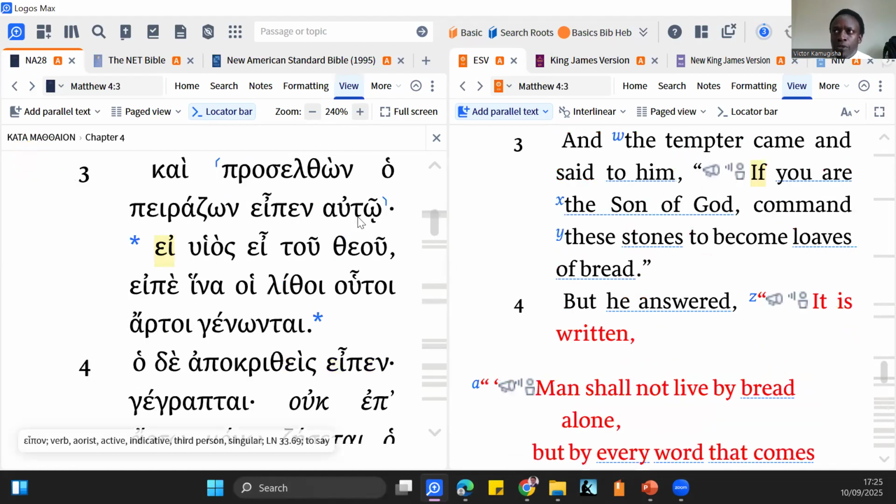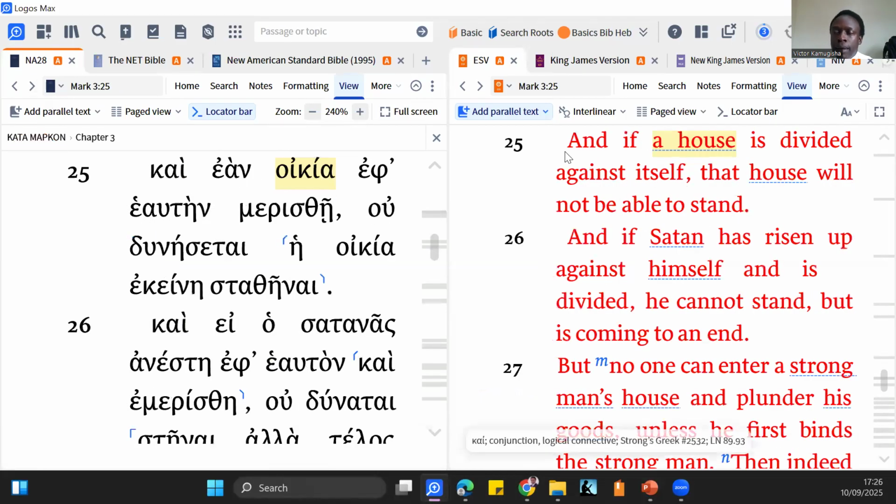And then in Matthew chapter 4, verse 3, the ESV says, and the tempter came and said to him, if you are the Son of God, command these stones to become loaves of bread. I'm looking at the word if. Remember I have epsilon and iota, so that becomes A. I'm not saying e-i, I just say A. So you pronounce it as a single letter.